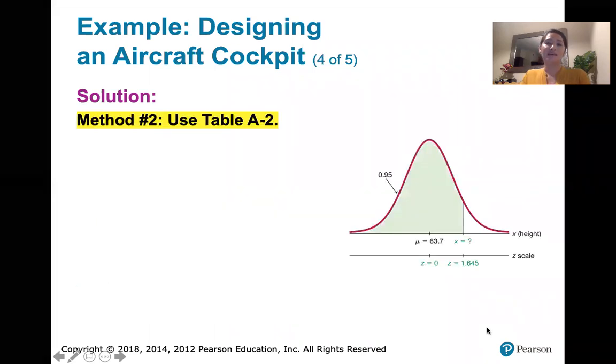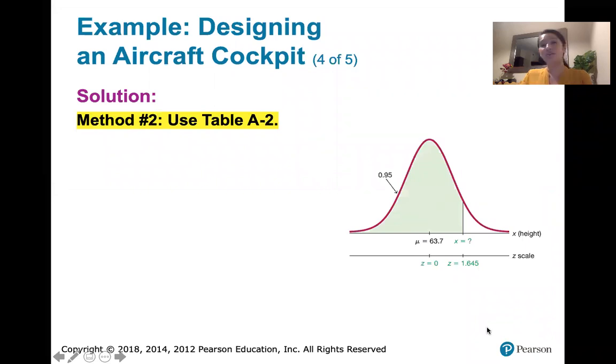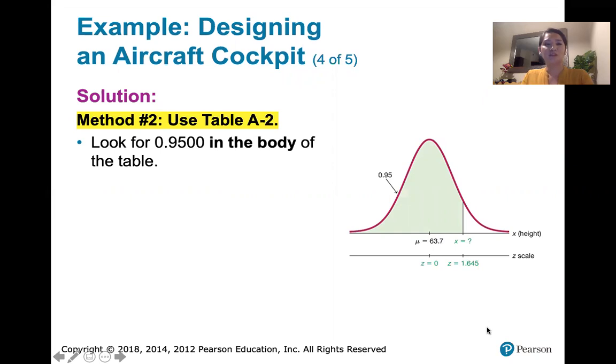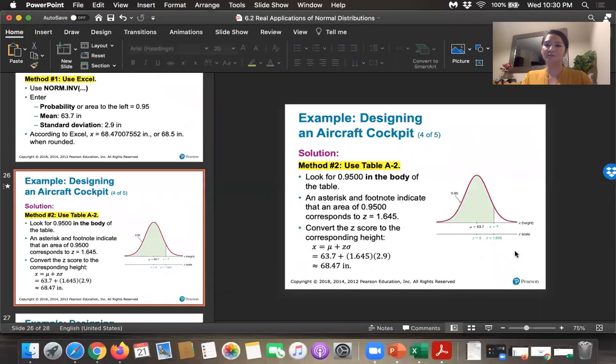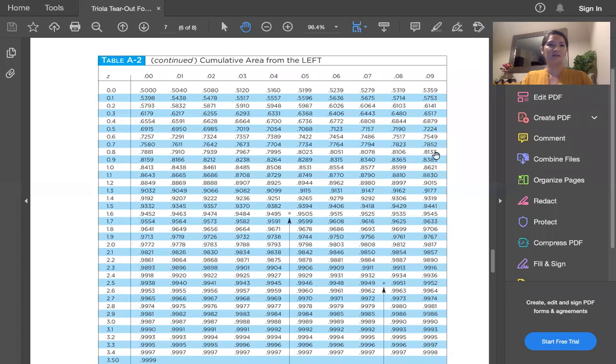Now the second method is to use table A2. Now with table A2, you have to find the z-score first. So first we'll look for 0.9500. That's our area in the body of the table. Don't look for this on the outside edge because then you'd be looking in the wrong place. The area is 0.95, so we look in the body of the table. So go over here.